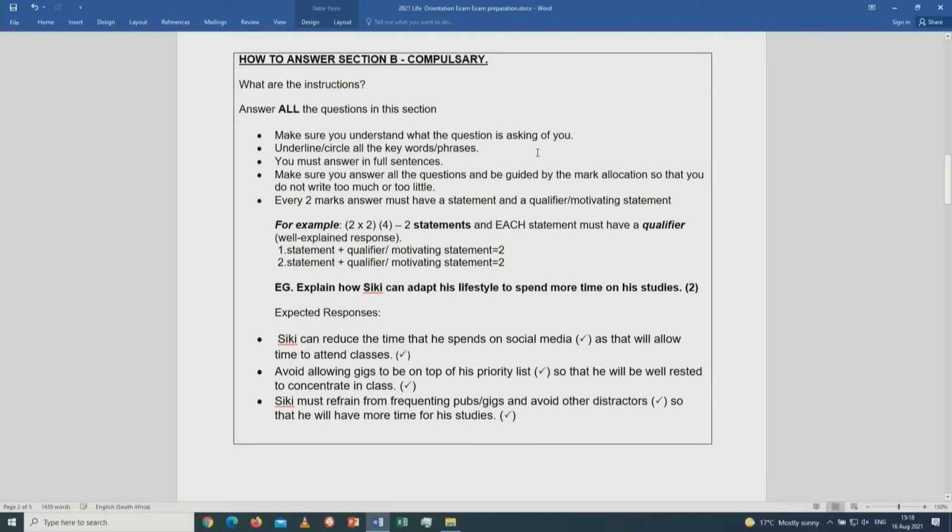Now, how to answer section B and even section C questions. In section B, you will be instructed to write in full sentences. So make sure that as you respond to these middle order and high order questions, your responses are in full sentences.